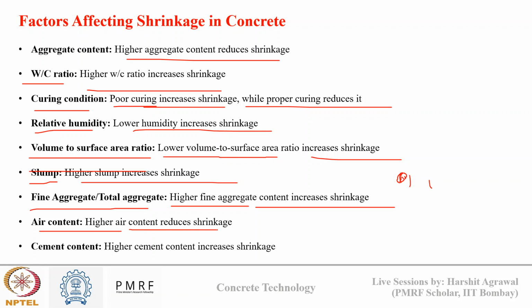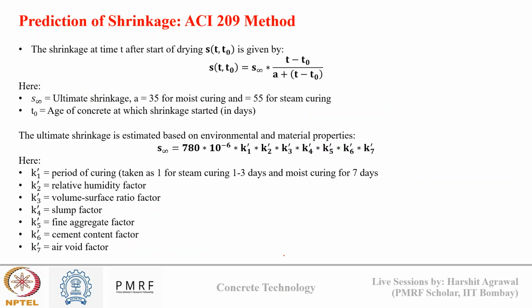Okay, air content. Higher air content will reduce the shrinkage effect because it will provide space for stress to get relieved inside the concrete. So it will reduce the shrinkage effect. However, if there is excessive air, we can compromise on strength. So air content has both positive and negative effects. And more cement content will lead to increased shrinkage because of autogenous shrinkage or plastic shrinkage or drying shrinkage chances. Okay, so this is how different concrete properties can affect the shrinkage.